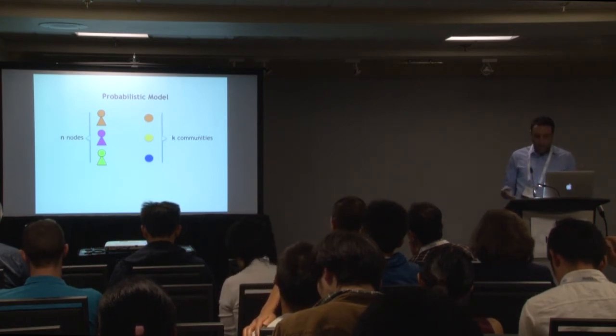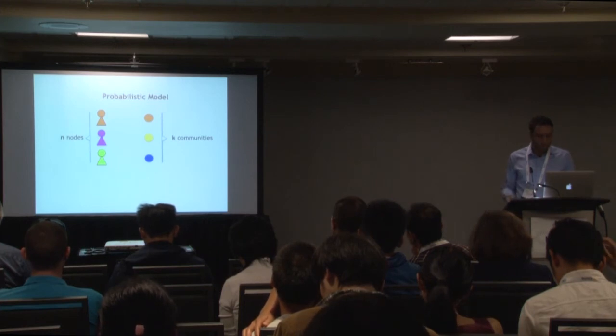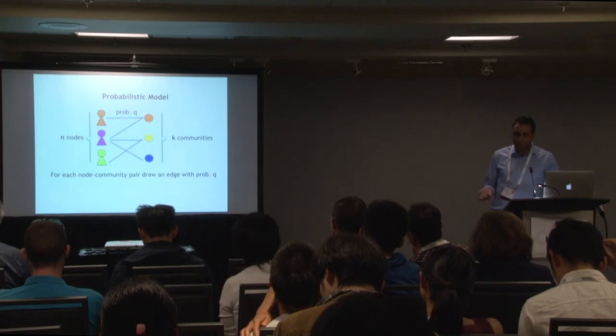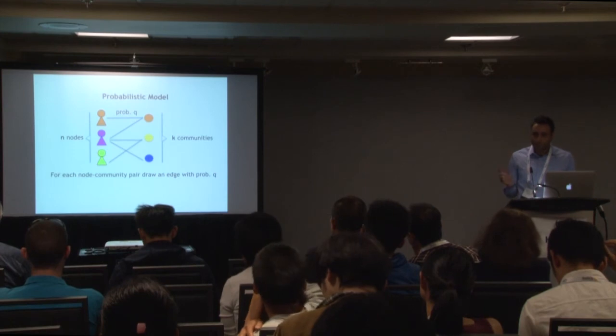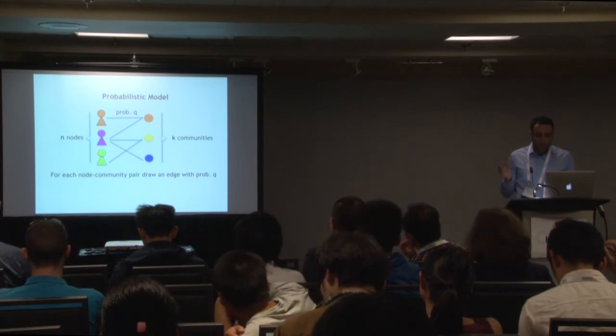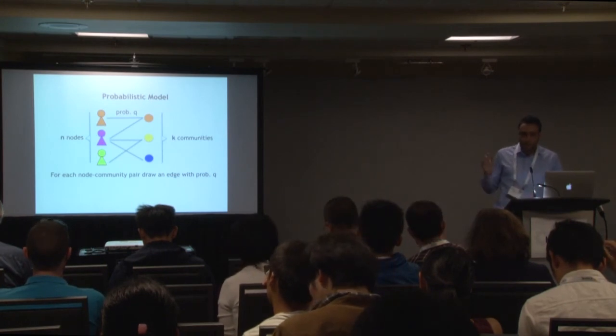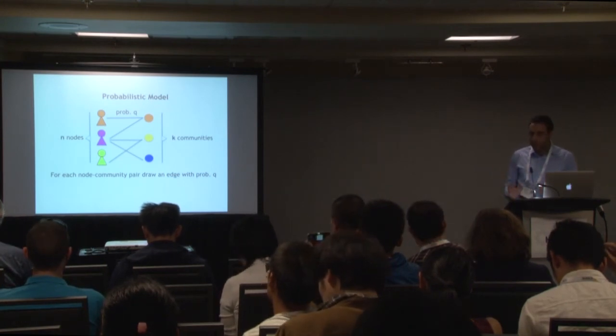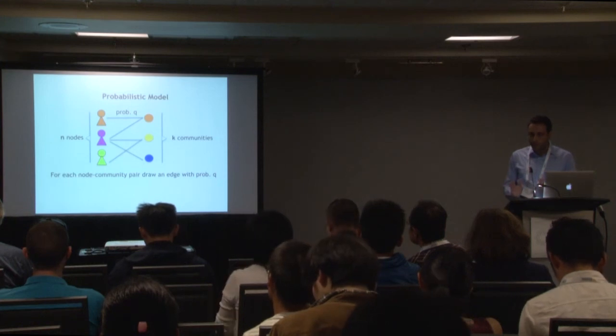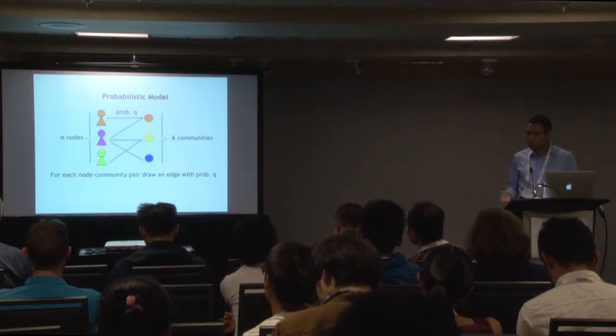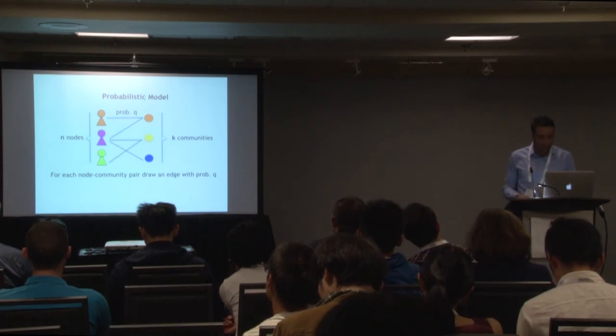We are given n nodes on the left and k communities on the right, and these are two parameters of the model. Then we induce a bipartite graph over these nodes in the following way. This is essentially a bipartite Erdős-Rényi graph, where for each pair of node and community, we add an edge with probability q, which is another parameter of the model. So this completely encodes the overlapping structure of the graph, because notice that one node may belong to multiple communities, and these can completely overlap.